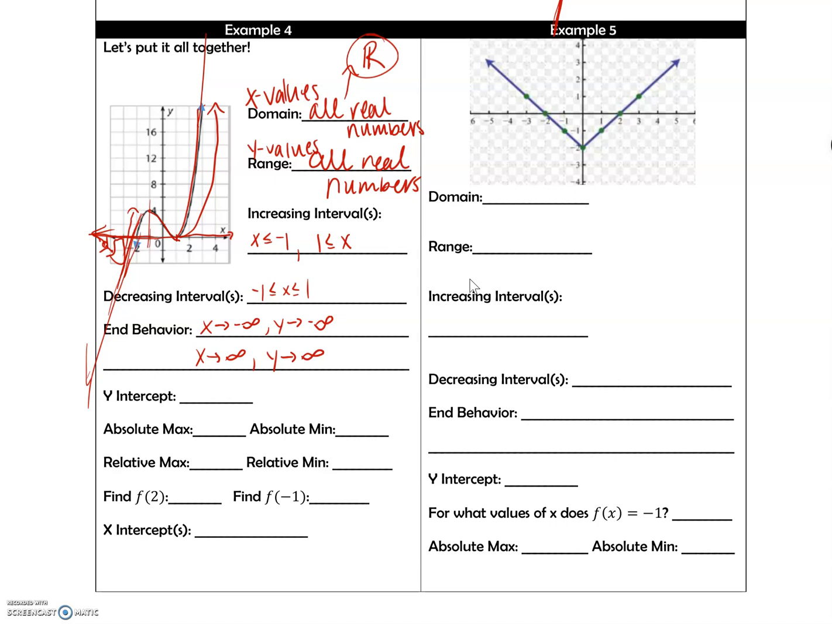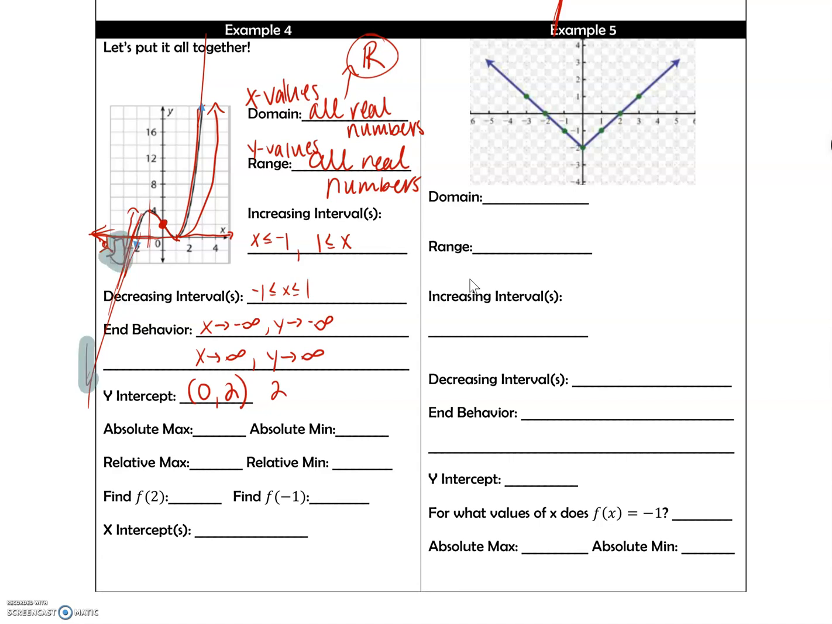Our y-intercept, remember our y-intercept is where we cross the y-axis, is, we got to look at our scale. Our scale is going by 2s, 2, 4, 6, 8, so positive 2. So I would prefer it written as an ordered pair, but if you just write 2, I guess that's all right too.